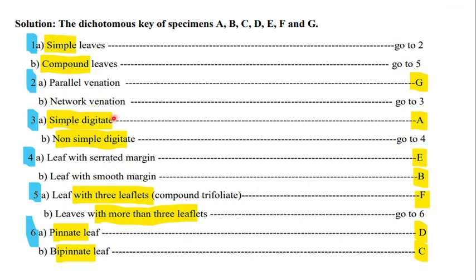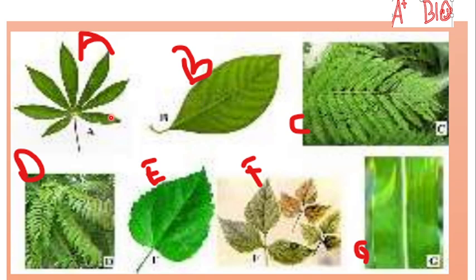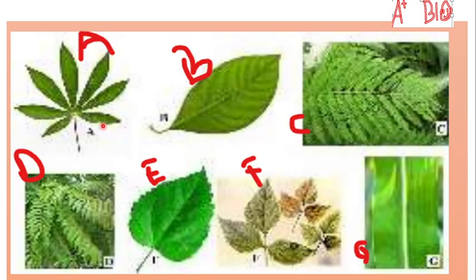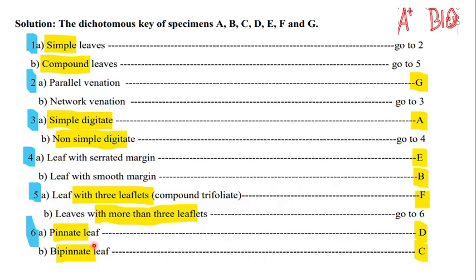You are seeing here, when you say single digitate, now A is identified. That's why here you say A. Now these characteristics identify no other leaf which is digitate, which has finger-like parts. Now, when we say non-simple digitate, which don't have finger-like parts, and even this one doesn't have finger-like parts, you have to say this one is not, go to characteristic number 4.